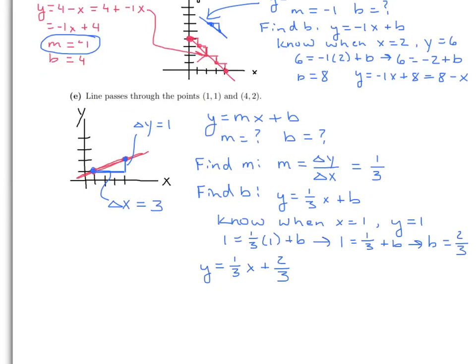Now it's worth pointing out that we could have used the point 4, 2. We could have said when x is 4, y is 2, and we would have substituted 2 and 4 in these spots. If we worked out all the algebra, like we did right here, we would have come to the same conclusion that b has to be 2/3. So it never matters which of the points you're given, you can use either one.